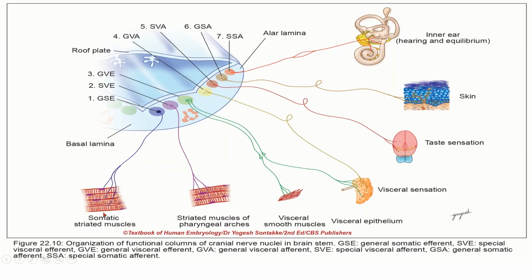So let me show you. You can see here, this is the general somatic efferent to the skeletal muscles which are developed other than from the branchial arches. Special visceral efferent is to the striated muscles of the pharyngeal arches. Then general visceral efferent is to the visceral smooth muscles in the viscera. General visceral afferent is general sensations from the viscera, and special visceral afferent is special sensations like taste from the tongue. Then general somatic afferent is from the skin, and special somatic afferent is from the vestibulocochlear nerve.